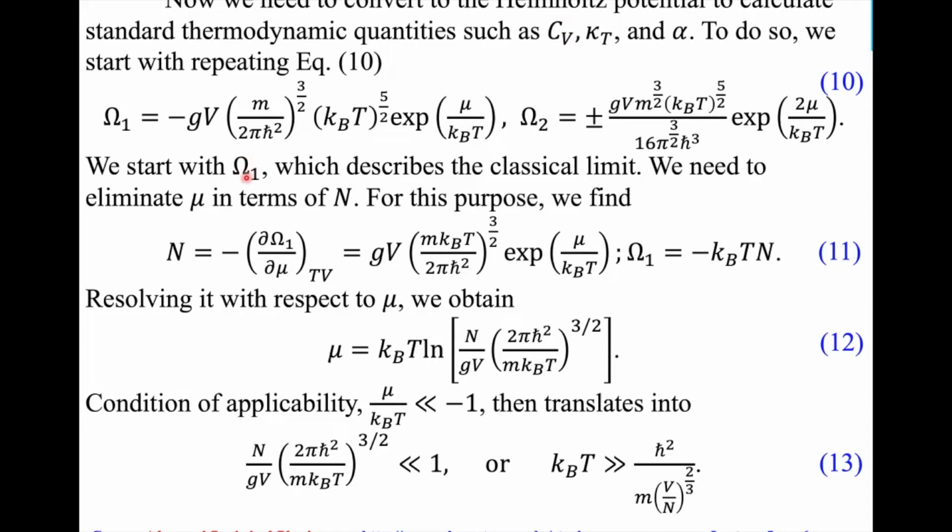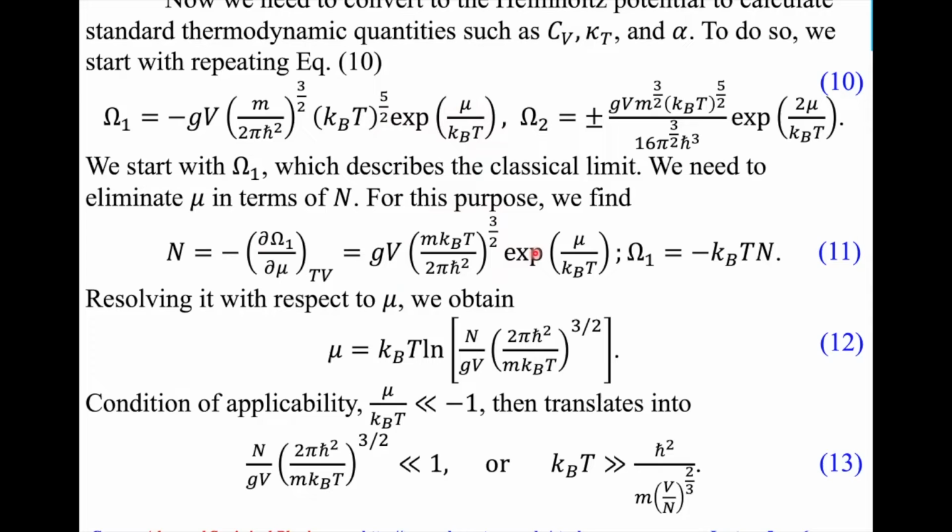We start with omega 1 that describes the classical limit, this one. We need to eliminate mu in terms of n. For this purpose, we find n. So by definition, n is d omega 1 over d mu at a constant T, V. This comes from definition of the omega potential. And we substitute this formula, minus changes sign to plus. Mu is only in one place, it's right here, so it is a very simple derivative. It leaves the function the same because exponential still remains exponential. This gives the coefficient 1 over kBT from differentiation of this argument over mu. So instead of kBT to the 5/2 it will be kBT to the 3/2. We get this nice ratio to the power of 3/2.